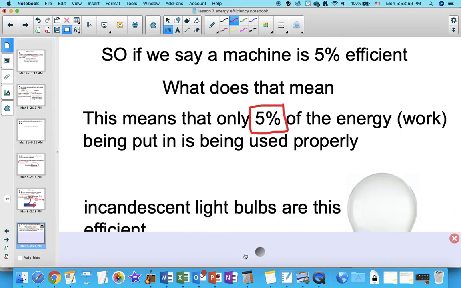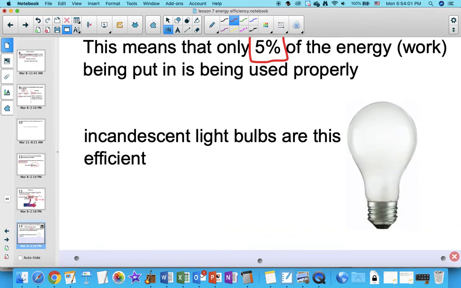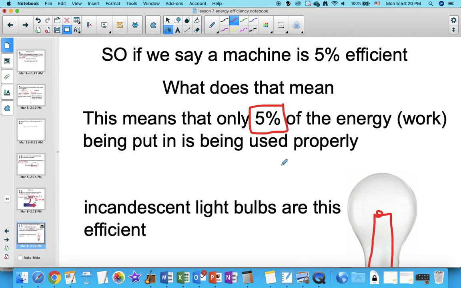Well, that's literally how incandescent light bulbs work. These old little light bulbs with these little filaments in the middle are 5% efficient. That means 95% of the energy you put into these kinds of light bulbs is just converted into heat. You lose a ton of energy. And so this is an example of how important it is to use your energy well, and this is why these types of bulbs are going out of style.